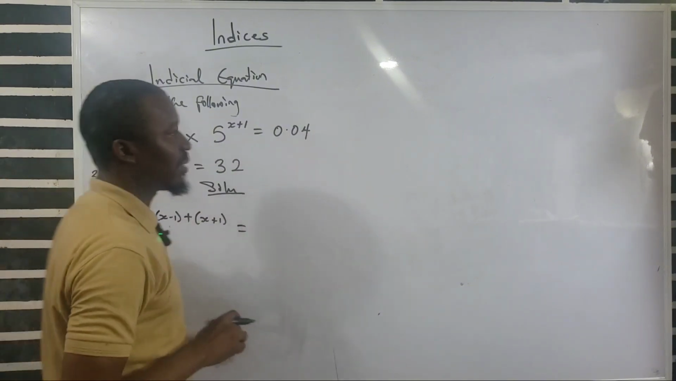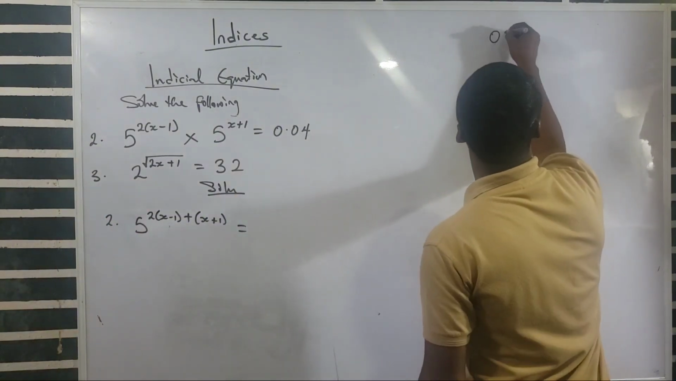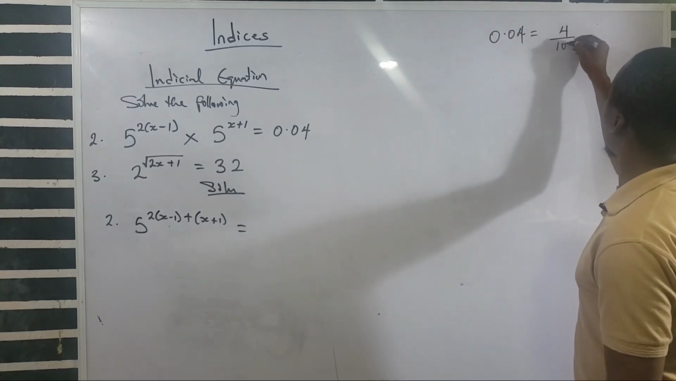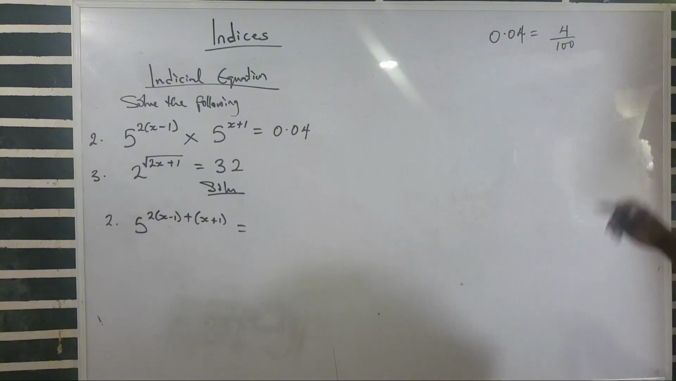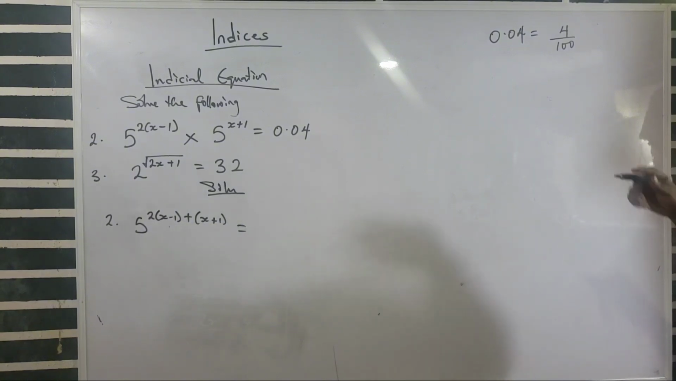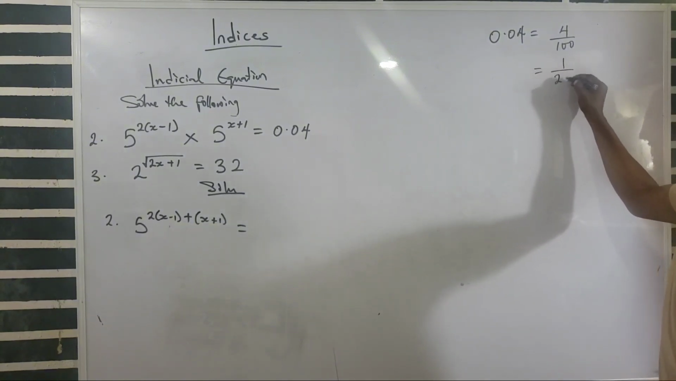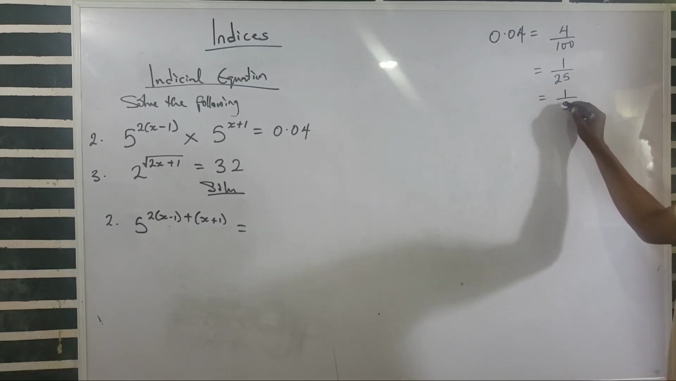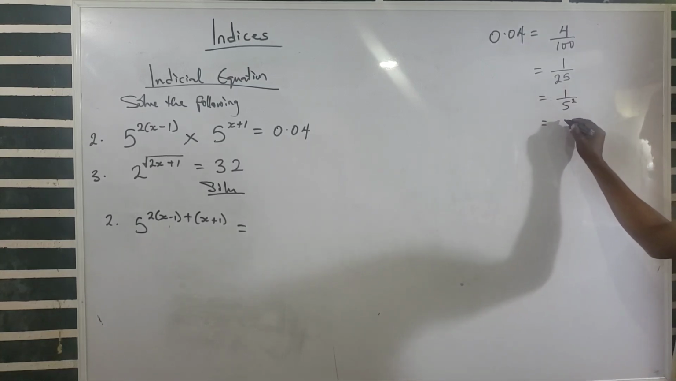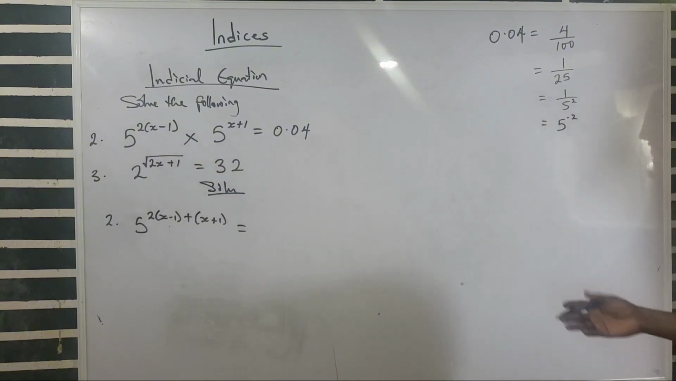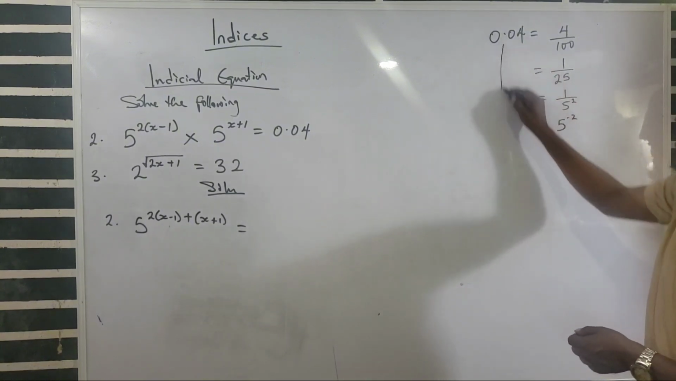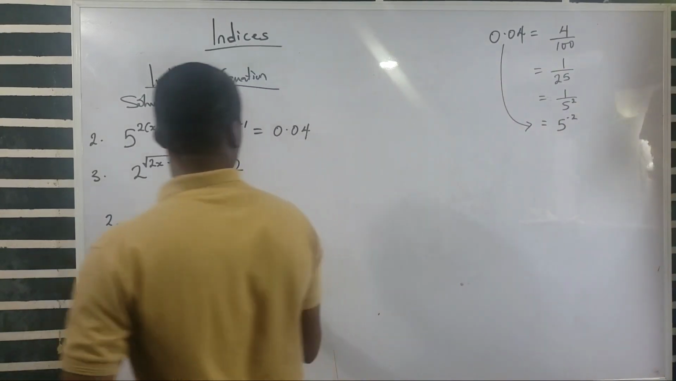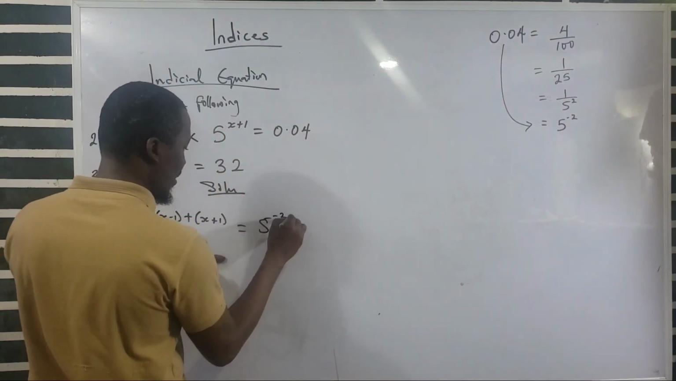Now let us come here. 0.04 is the same thing as 4 over 100, which is the same thing as 1 over 25, which is, of course, the same thing as 1 over 5 squared, which is the same thing as 5 raised to power minus 2. So you can see this number is the same thing as 5 raised to power minus 2. So we'll come here and put it there, 5 raised to power minus 2.